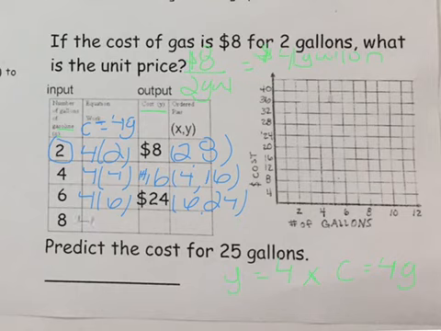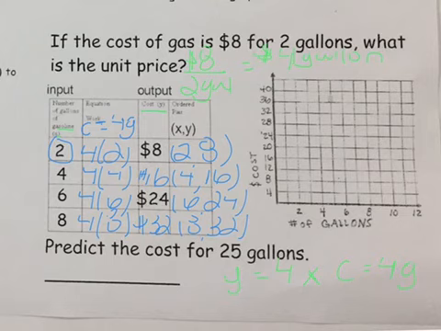Then I'm going to take my constant rate, or my unit rate, multiply it by my new G, which is 8. 4 times 8 is going to give me $32. So I'm going to have 8, 32. So now I've got to come on over to the graph and graph it.